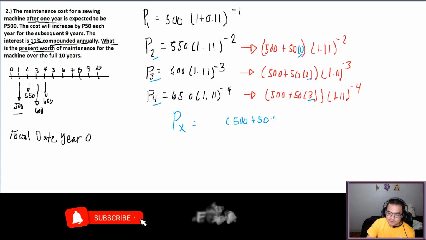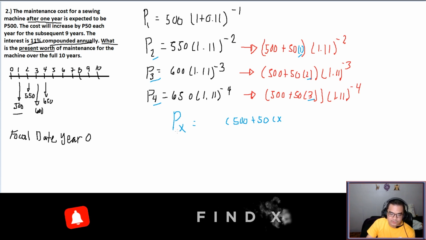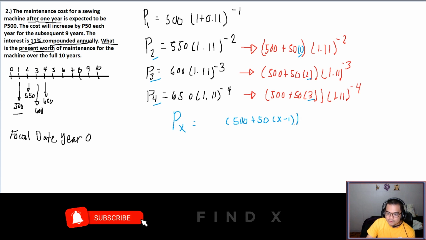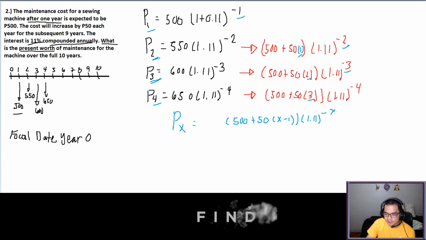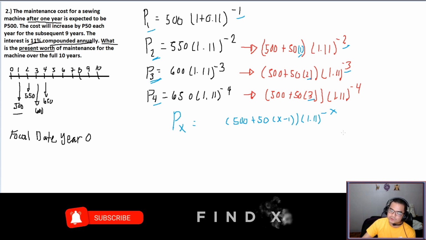Therefore, I can simply say that this is x, and we have to subtract this by 1. So this x must be subtracted by 1. There you go. And then another 1.11 raised to what? If this is 1, this is also 1. If this is 2, this is also 2. If this is 3, this is also 3. So this is just simply negative x. And then all you have to do is just add the summation function.